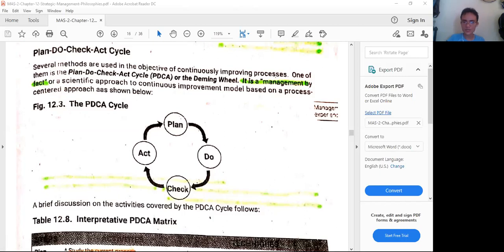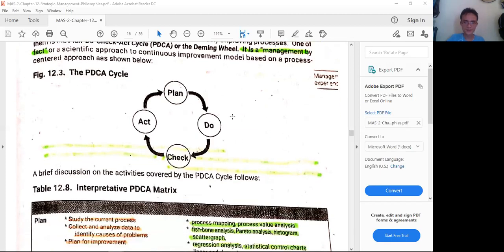Check, of course, is that we are going to do the controlling aspect, as well as act. These are controlling now. So in checking, we are going to do the variance analysis. Then we can determine the feedback or variance. Then we act out of it so that in the next phase, we can improve our planning aspect. So this is the scientific approach known as the Deming wheel.